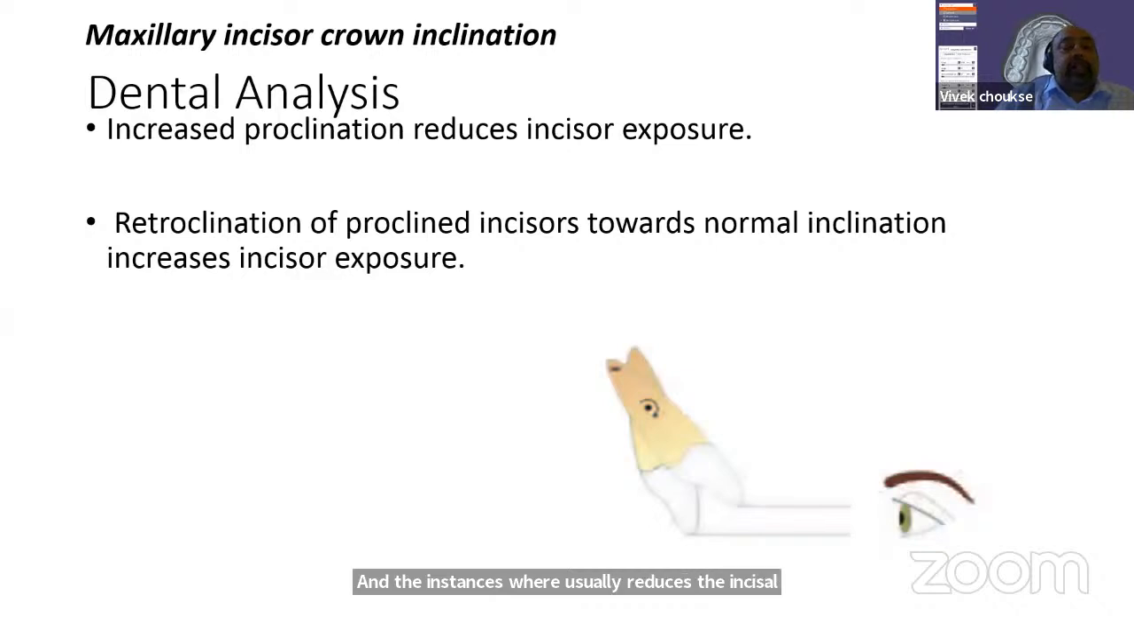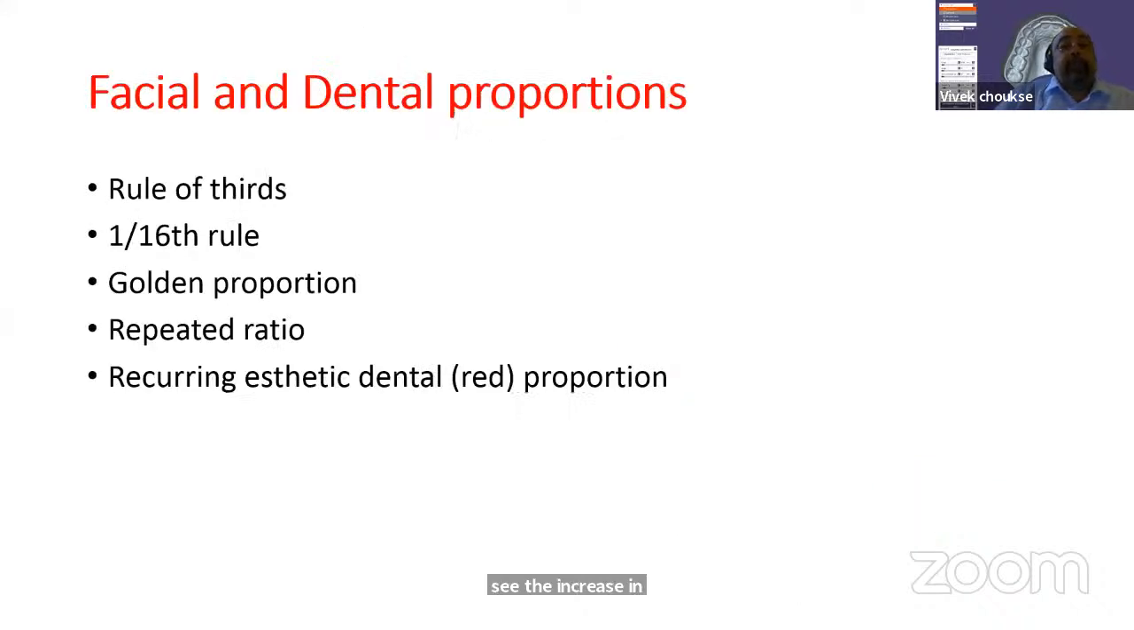So usually it is seen that when the incisors are protruding, then the total length of the incisors is reduced. But once the incisors are retroclined, then we can see increased incisor exposure. So coming to the facial and dental proportions, which we are going to see more in the coming slides.